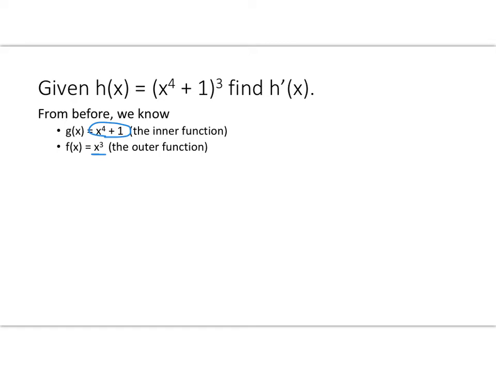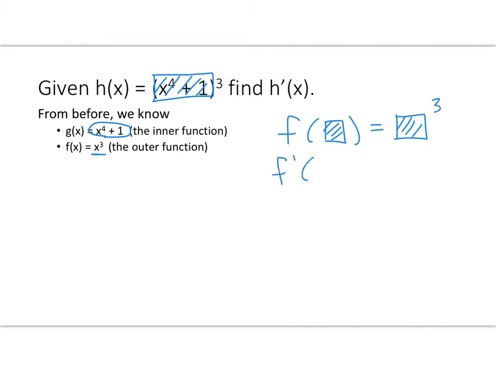So instead what I'm going to do is put this into a box, right? And I don't know what's hiding inside that box. So this is kind of like that f of x function. So I have f of something, there's my box, equals the box cubed. And to find f prime of that box, you would use your power rule and say this is 3 times whatever's in that box squared.